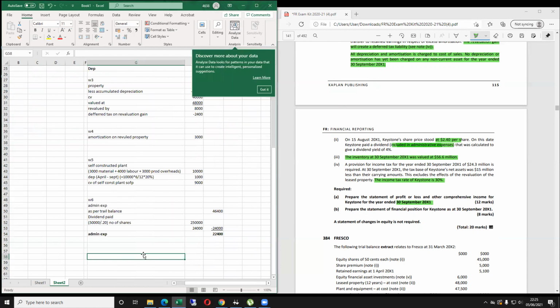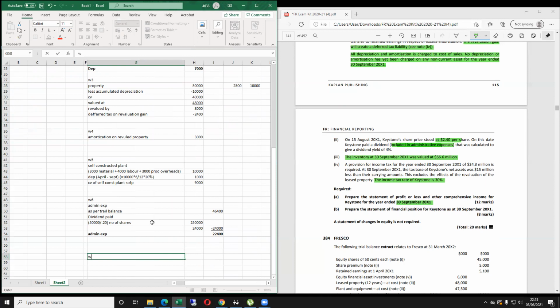Now I'm going to show you. And then there'll be a temporary difference. So working 7, tax, deferred tax. Just hang on, let me see. So the tax base of the net assets was 15 million, less than their carrying amount. Okay, so the first thing I'm going to write is the tax base is 15 million, which is 15,000, and less than the carrying amount, and then included the effect of the revaluation of the leased property.